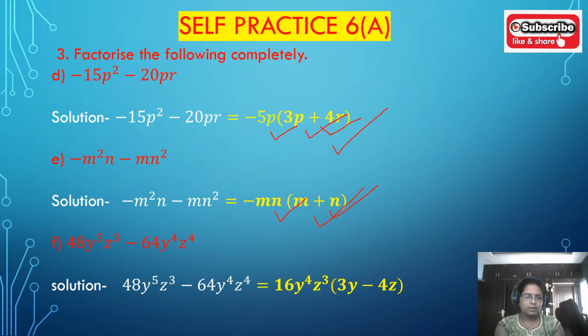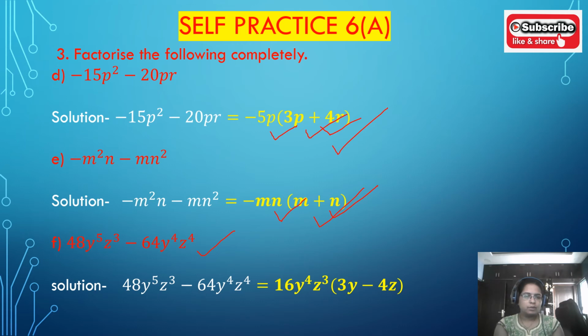F: 48 y5 z3 minus 64 y4 z4. 48 is 16 multiplied with 3 and 64 is 16 multiplied with 4. So 16 is the common factor, and y5 is y4 multiplied with y. In the second term y4 is there, so y4 is the common factor, and z3. In the second term z4 is z3 multiplied with z. So z3 is the common factor.